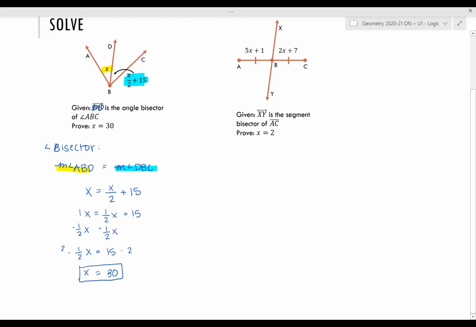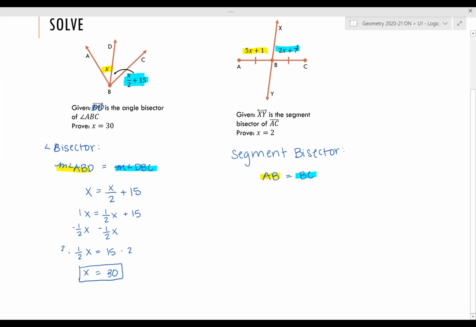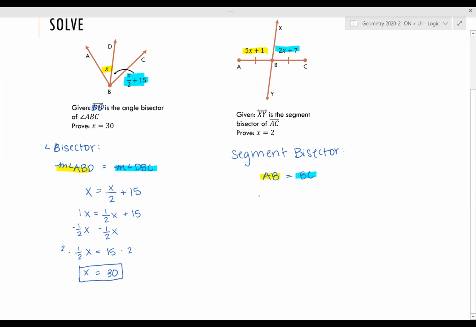Okay, so let's take a look at the next one. We are given that line XY is the segment bisector of segment AC. Can we set up an equation to prove that x equals 2? So if we're given a segment bisector, that is going to tell us that the length of AB is equal to the length of BC. If AB is 5x plus 1, and BC is 2x plus 7, then we can set up an equation to say 5x plus 1 equals 2x plus 7.